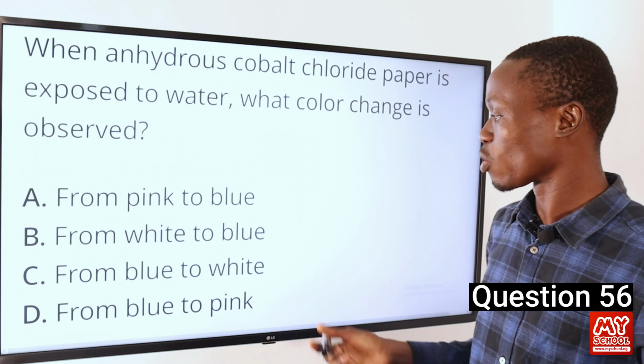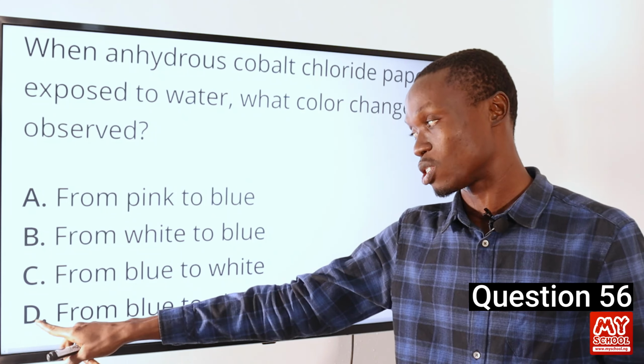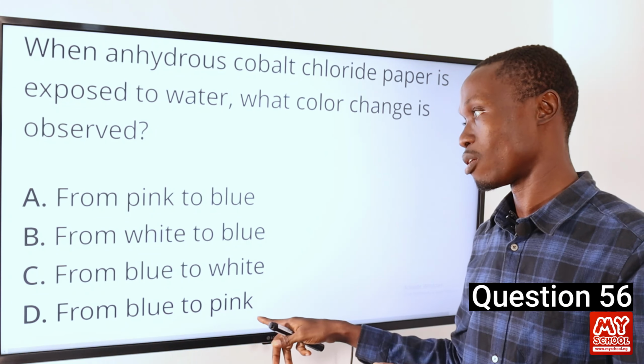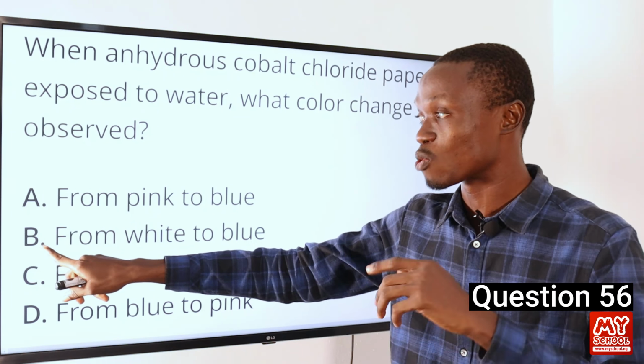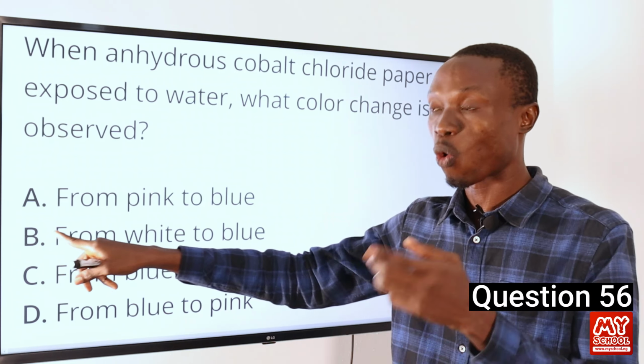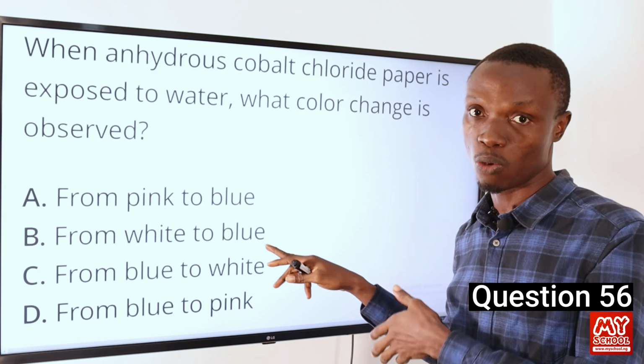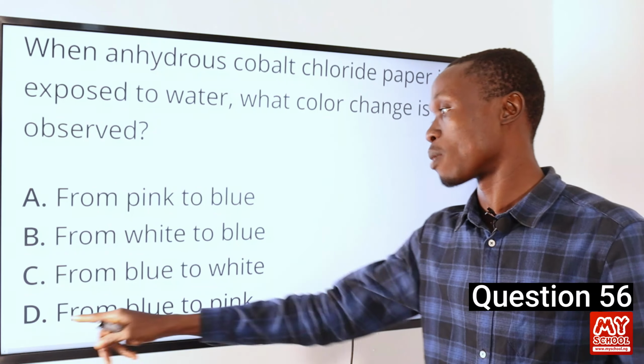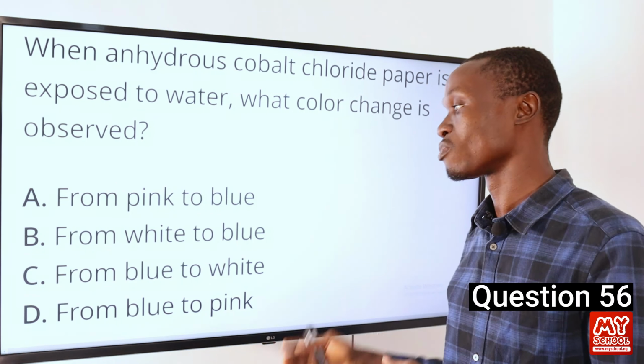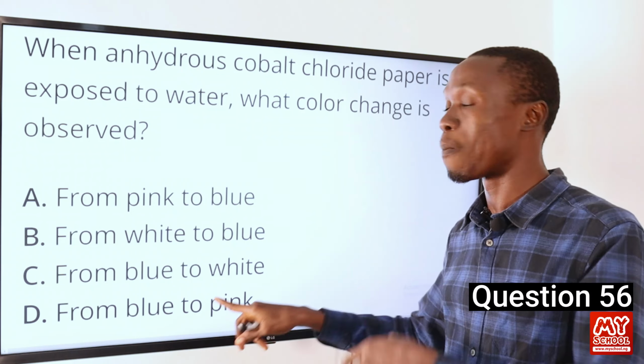Okay, so the correct option to this question is option D, from blue to pink. While option B is for the other substance which I mentioned, copper 2 tetrasulfate 6, which will change from white to blue. So just take note of that. So option D is the correct option, to change from blue to pink.